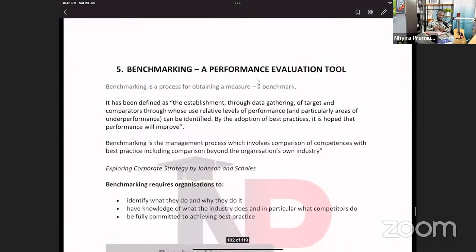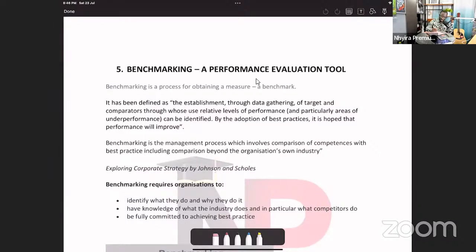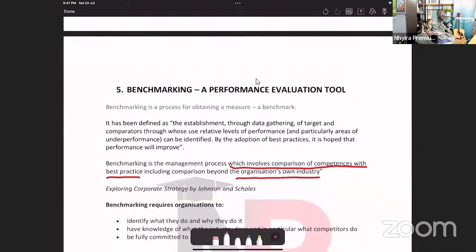So benchmarking is a process for obtaining a measure. Benchmarking is the management process which involves comparing competences with best practices, including comparison beyond the organization's own industry. So that's the idea about benchmarking. For instance, what is the quality of our products? We will measure our product's quality against internationally recognized quality measures. Then we will see if we are getting closer or exceeding on that.